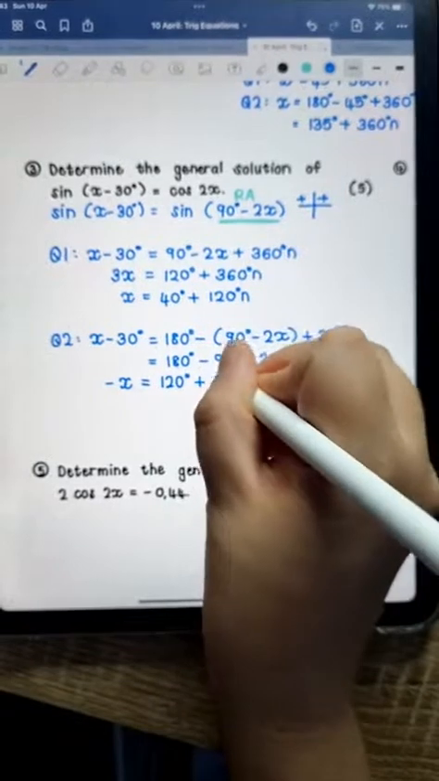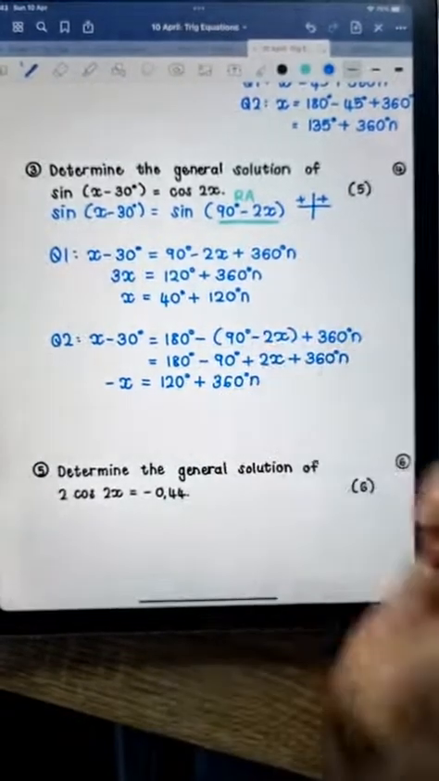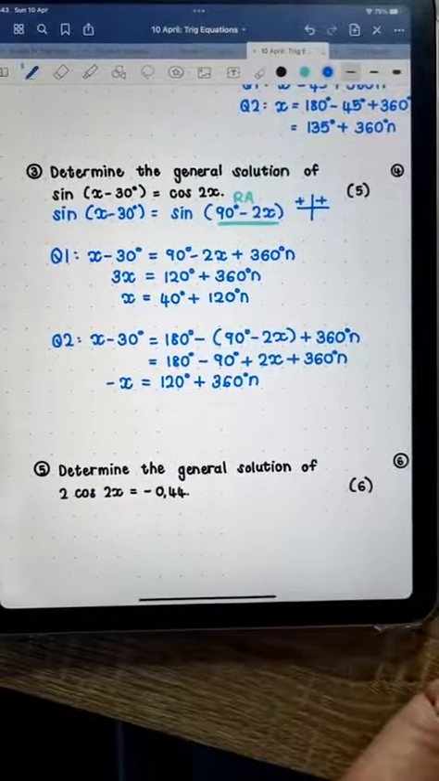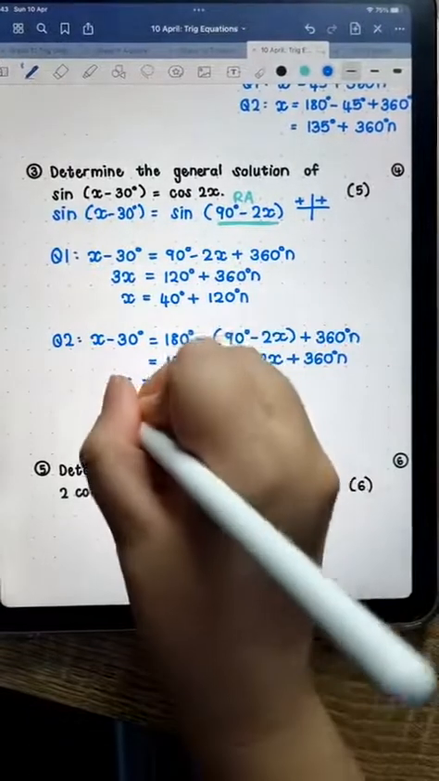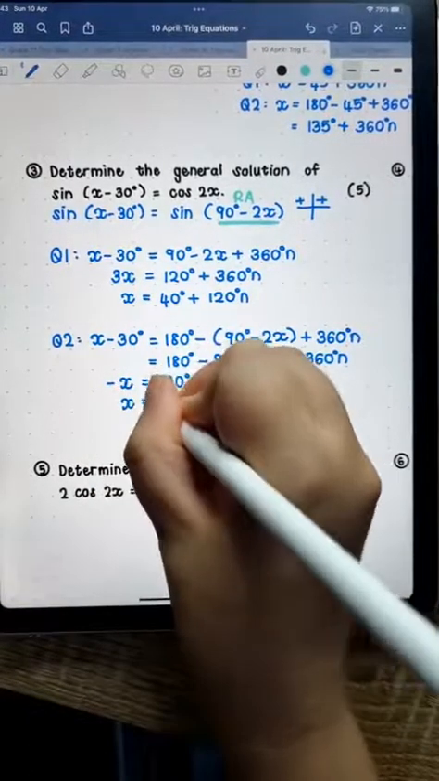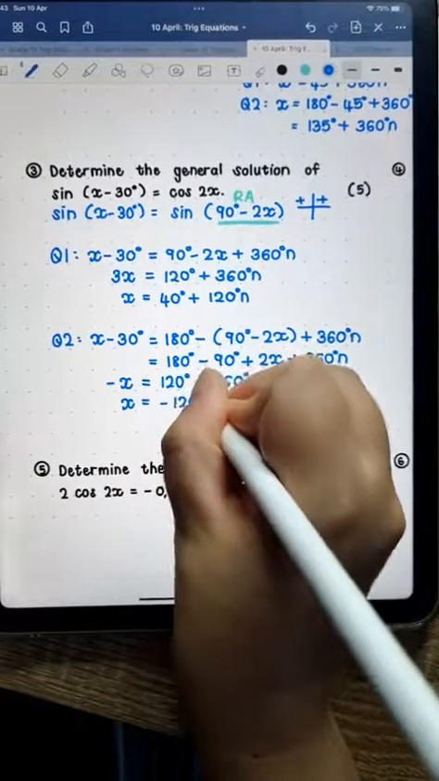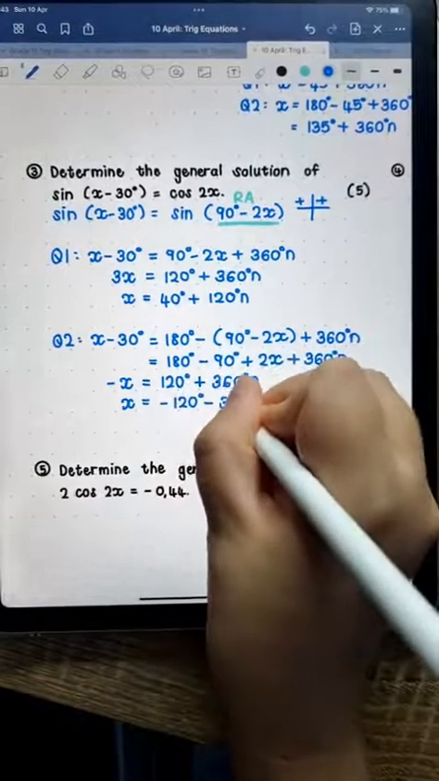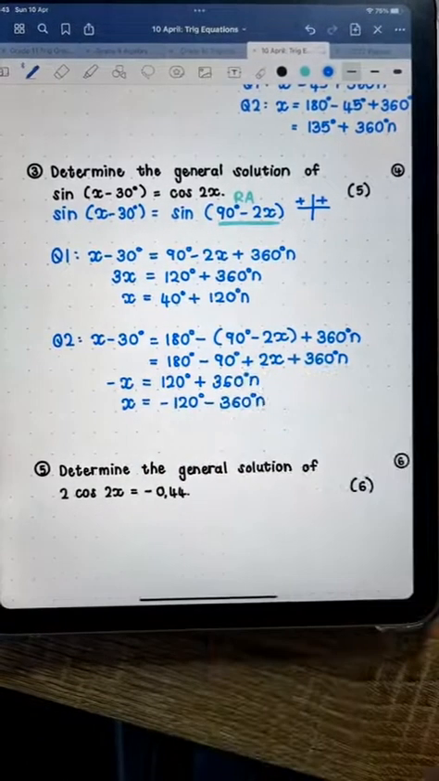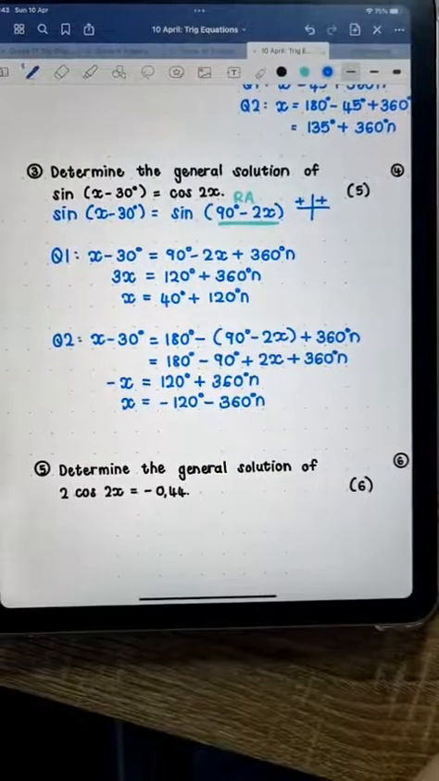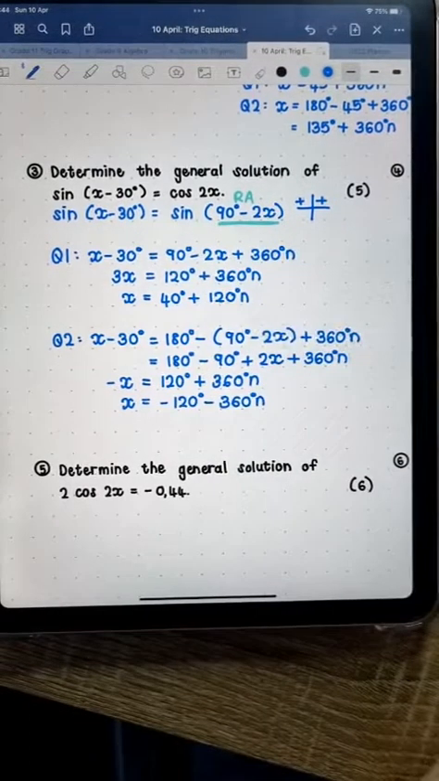Plus 360n. And now to get rid of that negative 1 in front, we just need to divide each term by negative 1. So we're going to get negative 120 minus 360n. Okay, it's just like solving for x in a normal equation for these parts.